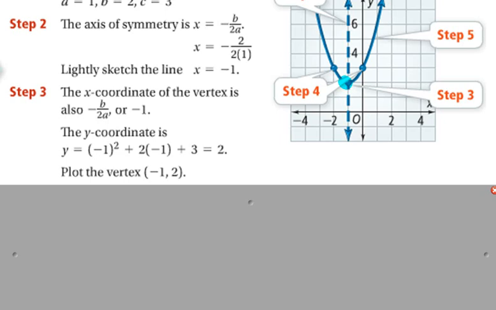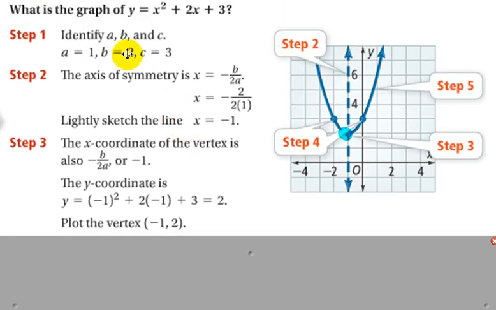Plot your vertex. Look at your a value. Is it positive or negative? Is it a positive 1 or a negative 1? It's positive 1. So that means it's an upwards facing parabola. So we would expect from this point right here, it's going to be going upwards.